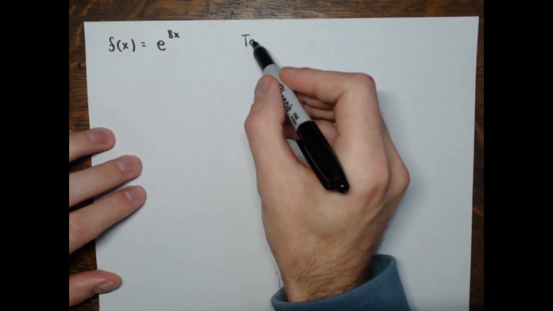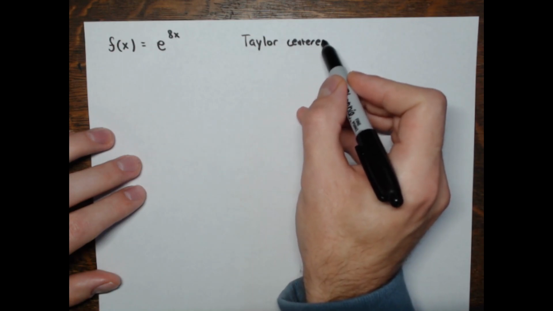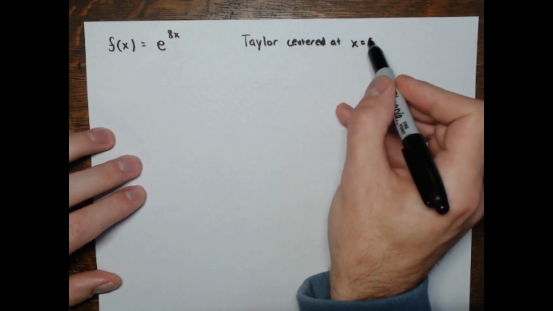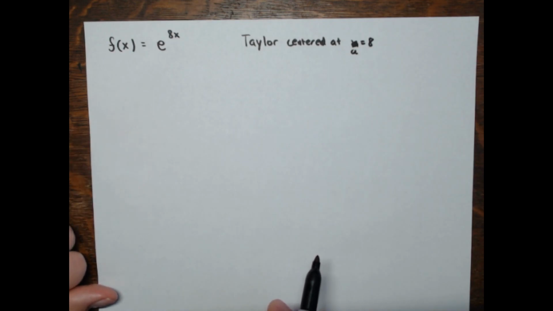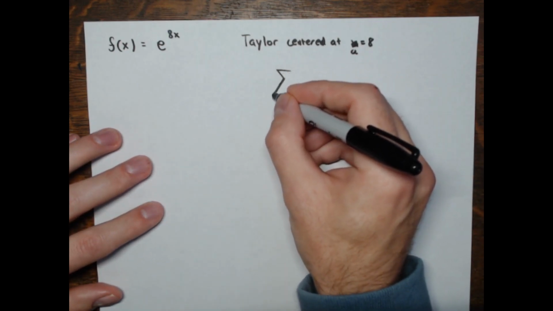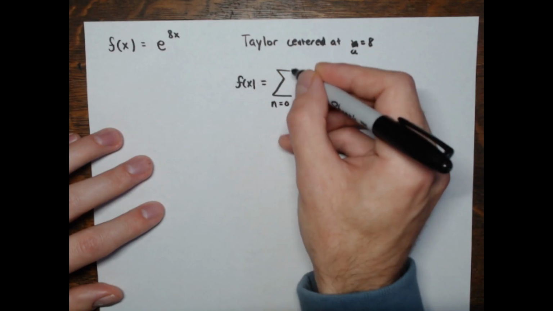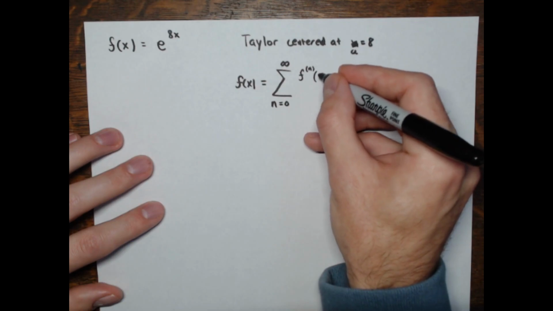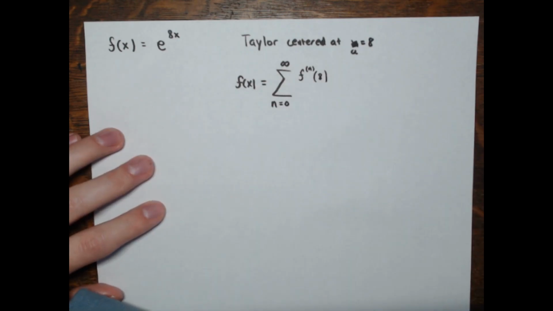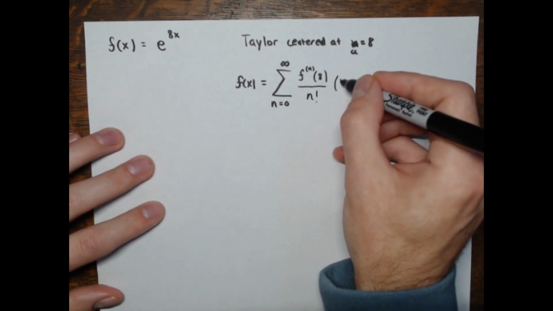So here we're given f of x equals e to the 8x power. And we want a Taylor series centered at x equals 8, or a equals 8. The value of a is 8. So every single term is going to have a power of x minus 8 involved. That's this series here. The sum from n equals 0 to infinity of the value of each derivative at 8, remember, the value at the center, divided by n factorial, times x minus 8 to the nth.